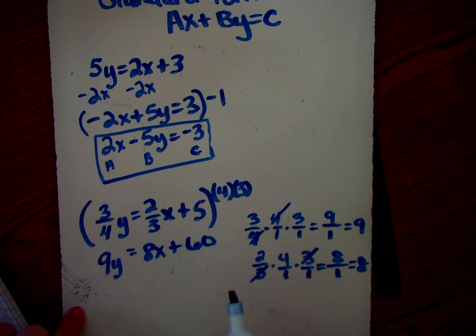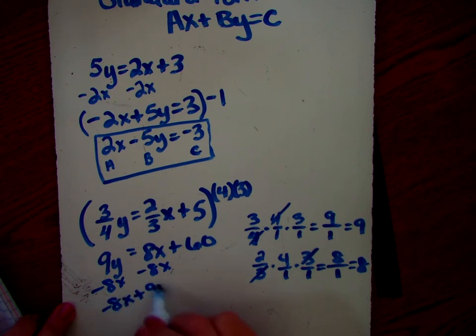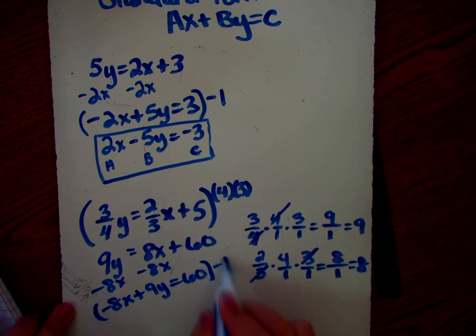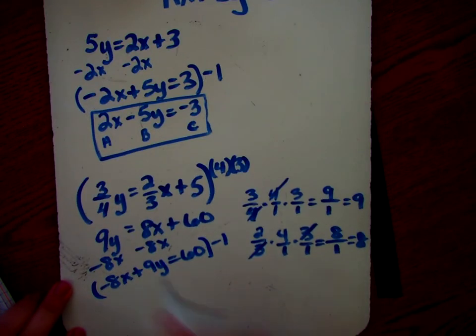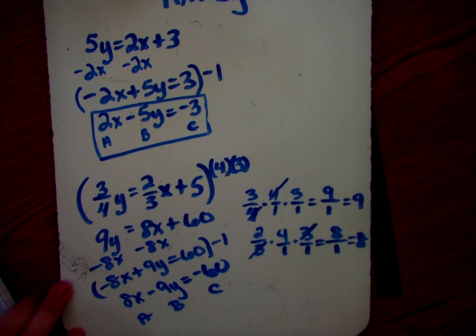And now I have to get it into standard form. So I'm going to move my 8x over, and I get negative 8x plus 9y equals 60. Remember, we do not want a negative a, so I'm going to multiply everything by a negative 1. And what that does is it changes every sign in your equation. So you have A, B, and C.